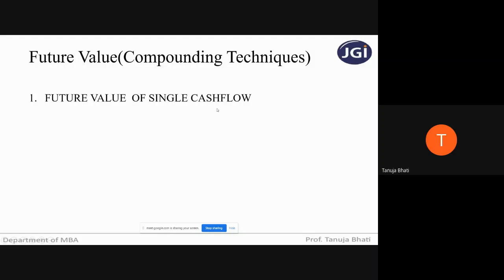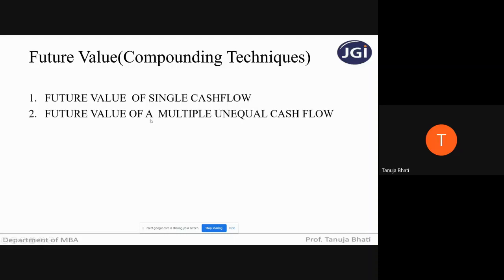Why is it called single? Because for 15,000 there is an outflow only once. There is an outflow of cash happening only once. So in the entire n period, when I say n period, it means the entire number of years, if the flow of cash, whether inflow or outflow, is happening only once, then it is called single cash flow. And then there is a separate formula to calculate the future value of a single cash flow.